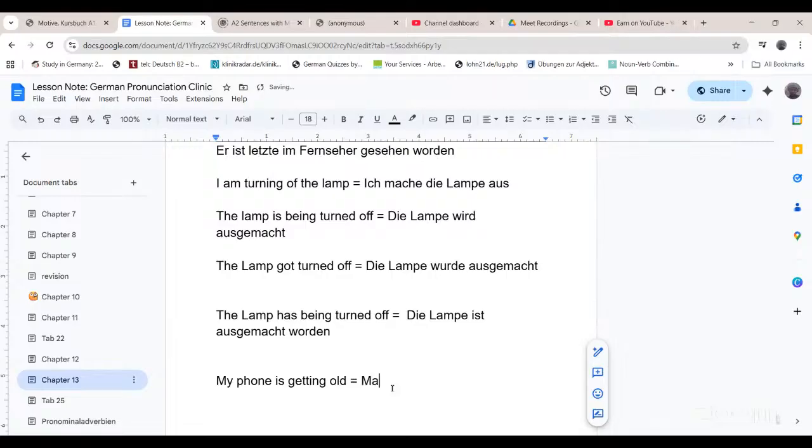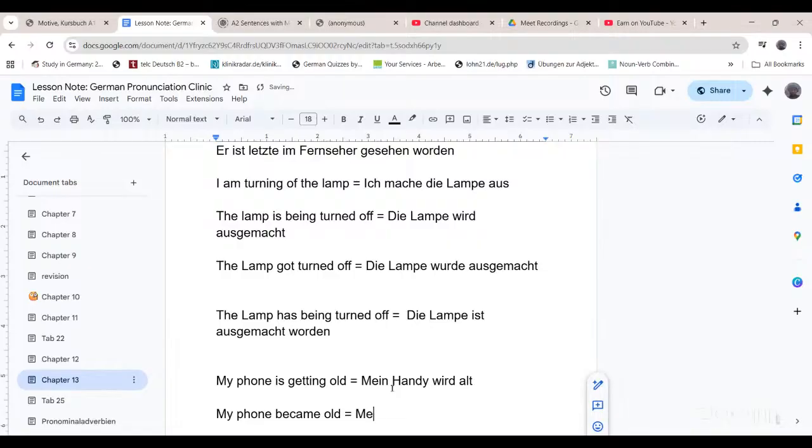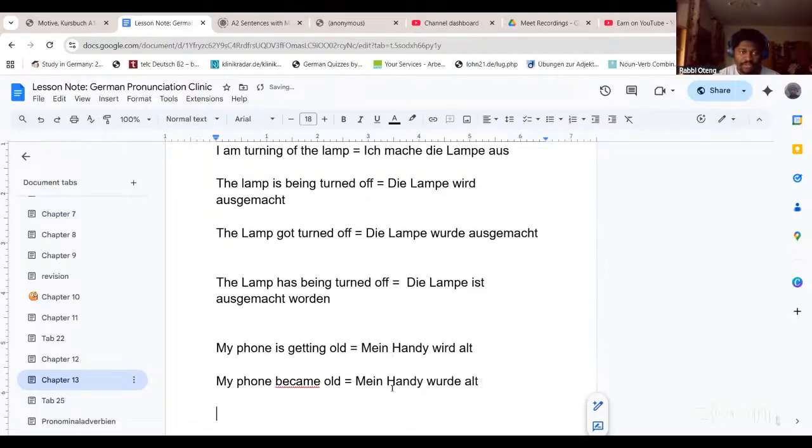"Mein Handy wird alt." Okay. "Mein Handy wird alt." I want to say that my phone became old or got old, but became old will fit in English. My phone became old will be "Mein Handy wurde alt." Okay, I want to say my phone has become old.